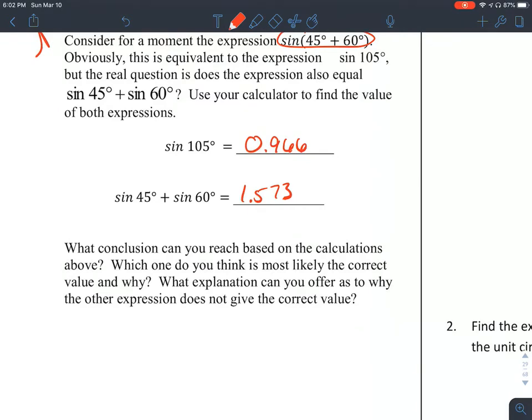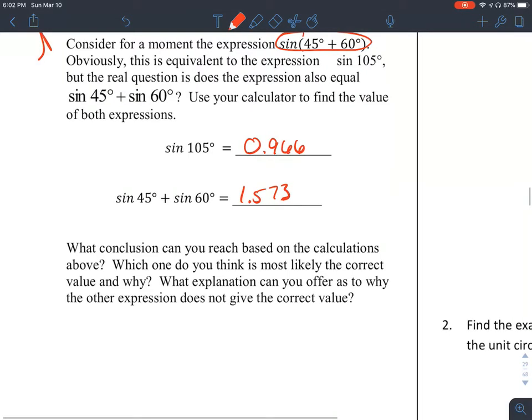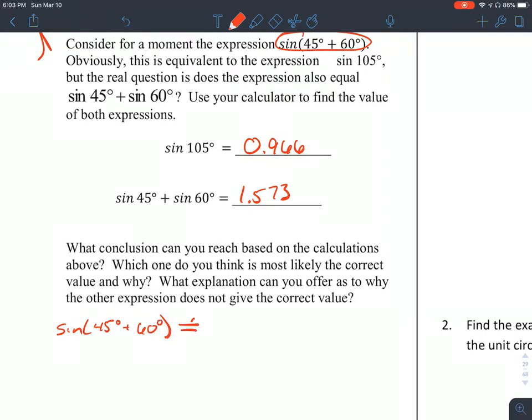What conclusion can we reach based upon what's above? Here's the conclusion we can reach: sine of 45 degrees plus 60 does not equal sine of 45 degrees plus sine of 60 degrees.